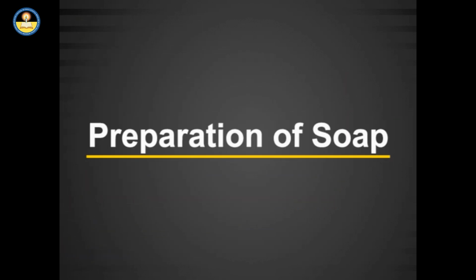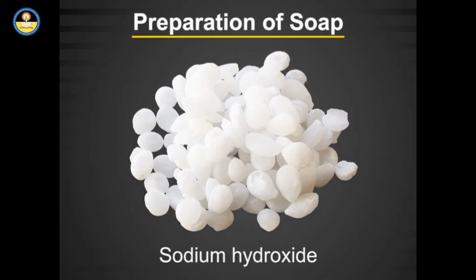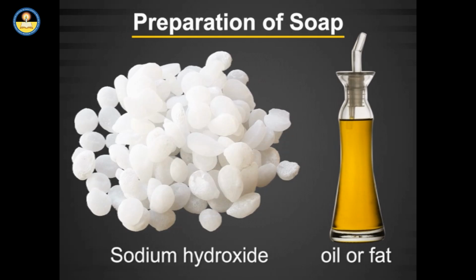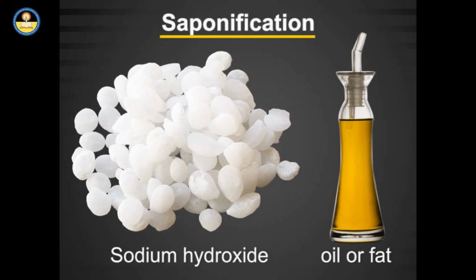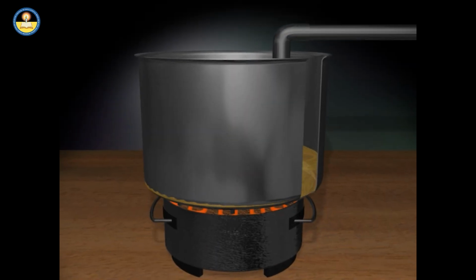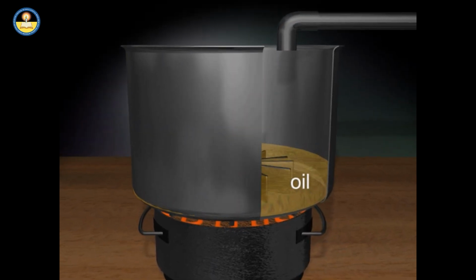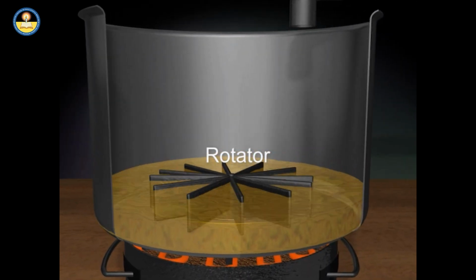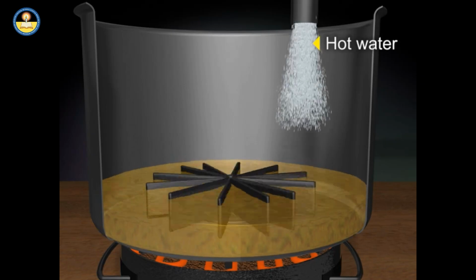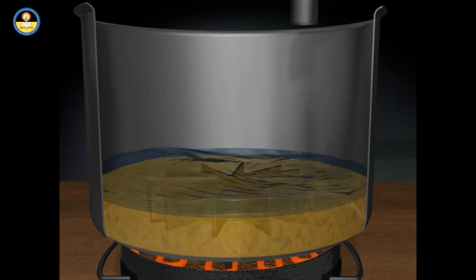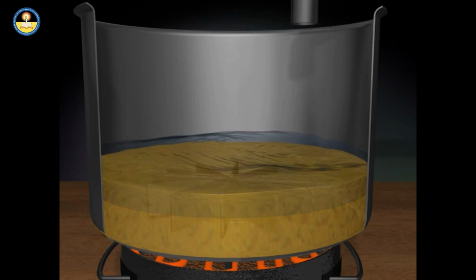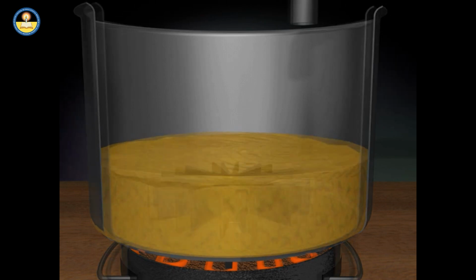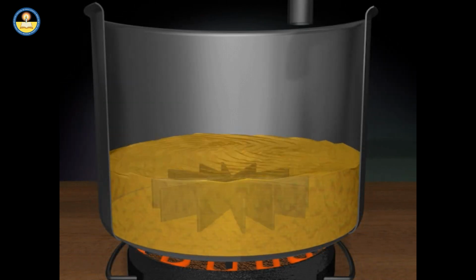Preparation of soap. Soap is prepared by the action of sodium hydroxide on oil or fat by the process of saponification. You can see in the animation that oil is taken in a container where it is mixed with the help of a rotator. Hot water and sodium hydroxide is added while the solution is stirred so that proper mixing is done.